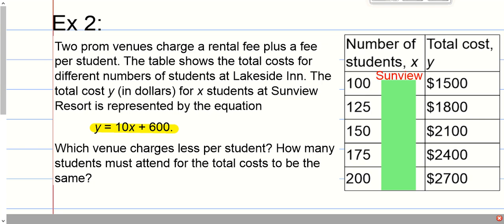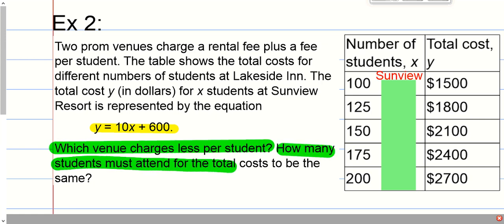So here in green, we'll highlight what questions we have. Which venue charges less per student? And then the next one, how many students must attend for the total cost to be the same? And that's talking about for each venue. So let's just make a little note up here that this is for Lakeside.